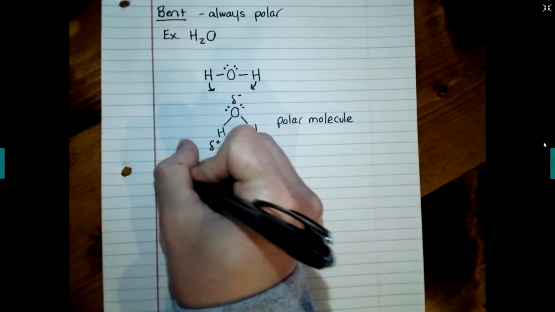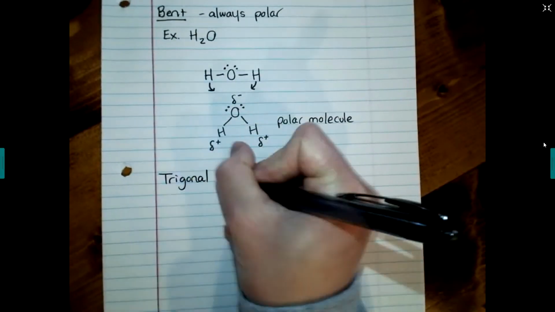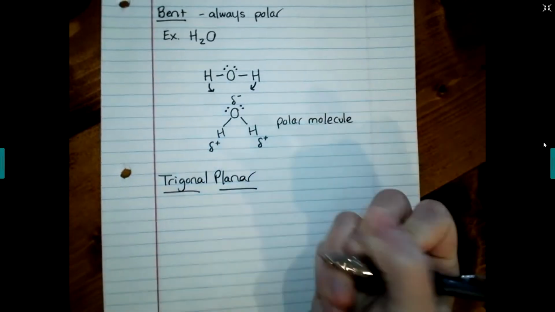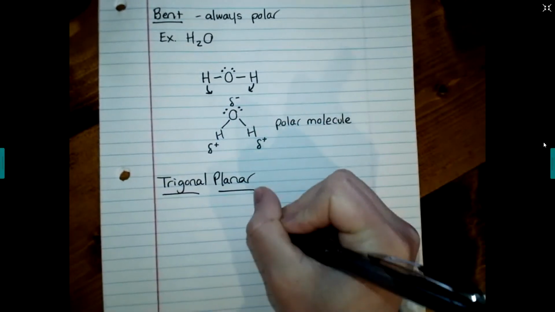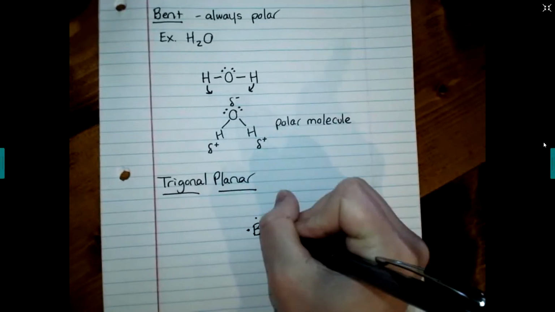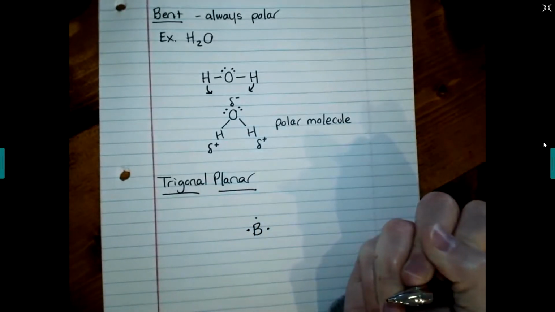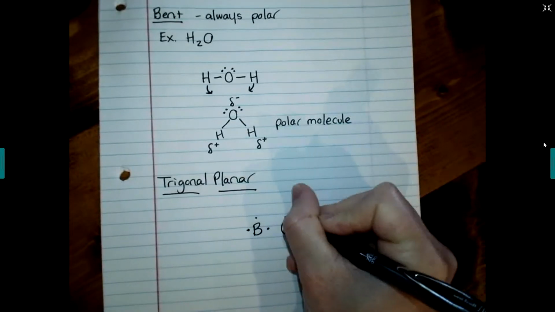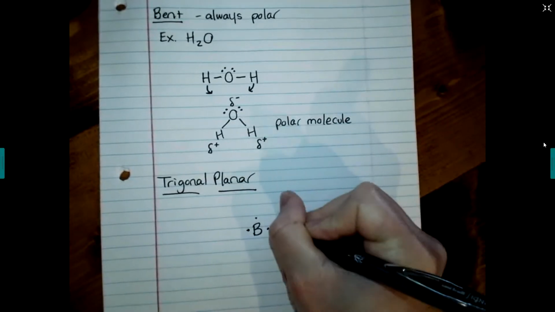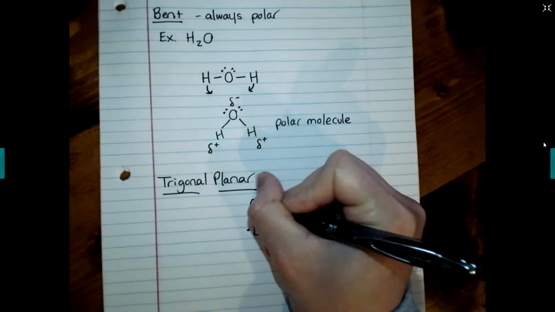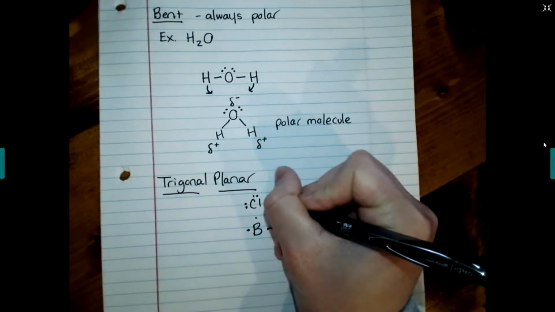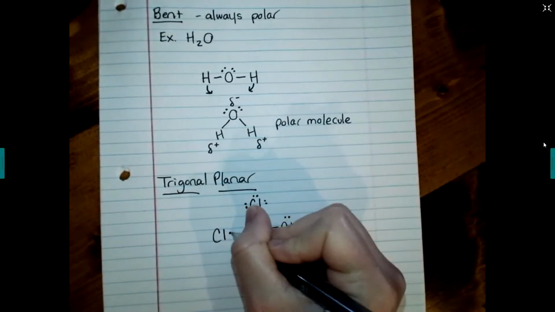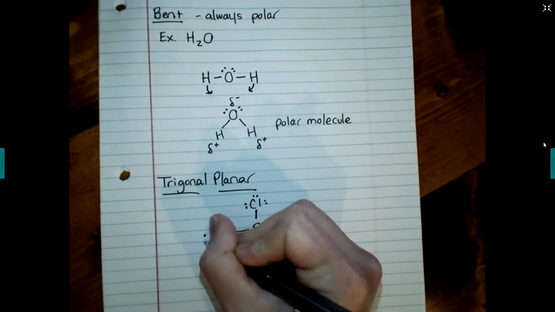Keep in mind that all of these are covalent, so we're only looking at non-metals. So trigonal planar. We have boron with its 3 valence electrons. You have chlorine with 7. And this is the way I've taught you to draw it using Lewis structures.